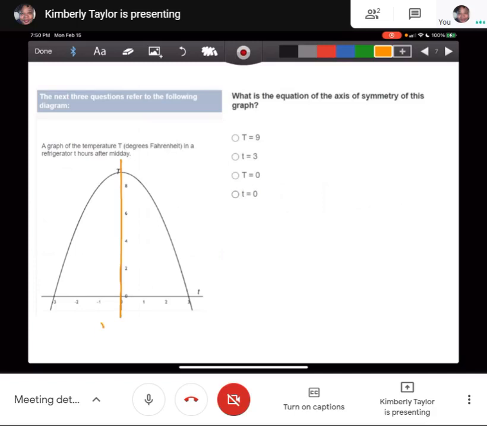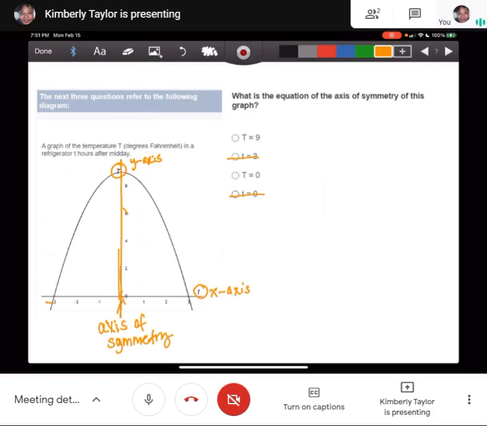This is my axis of symmetry. So they want to know what's the equation of this line. So this line goes through the x-axis, but it's really the y-axis. So this is the y-axis, and they named the y-axis capital T. Looking at your answer choices, you want to eliminate the lowercase t because that's going to be your x-axis. So we're going to say no to this one and no to this one.